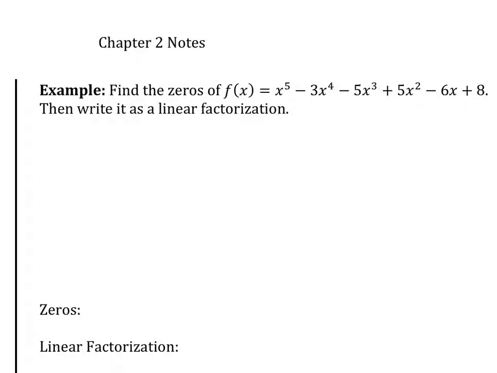First one, just a review. Find the zeros and write it as a linear factorization. So the first thing you're going to do is graph. Well, you can do P over Q if you want, but if you have a calculator, use the calculator. So from the graph, you can see that x is equal to -2, 1, and 4. From here, you just need to do synthetic division and then take it out.